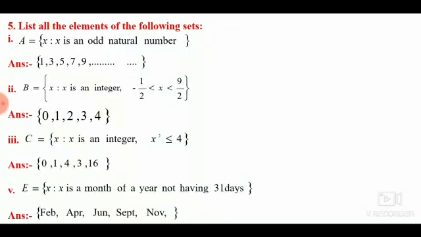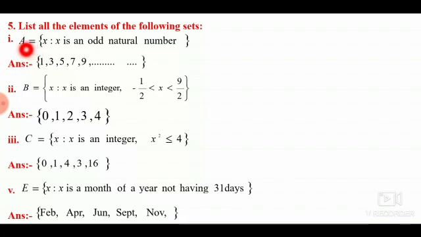My dear students, we will go to the next question. Exercise 5.1.1, question number 5. List all the elements of the following sets. This is as good as saying the given set is in set builder form. We should write it in roster form. You have to write all the elements of the given set. The given set is in set builder form. You have to express it in a listed form, that is, in roster form.